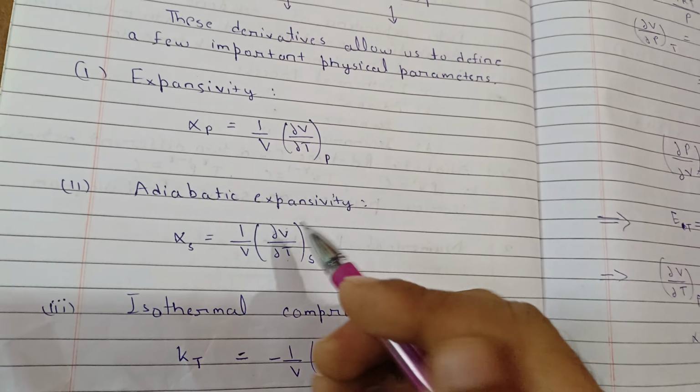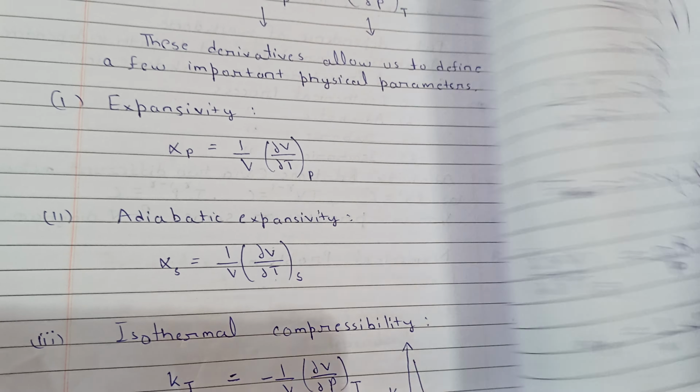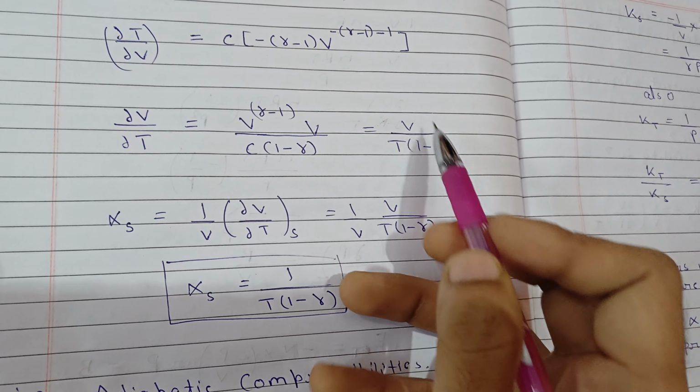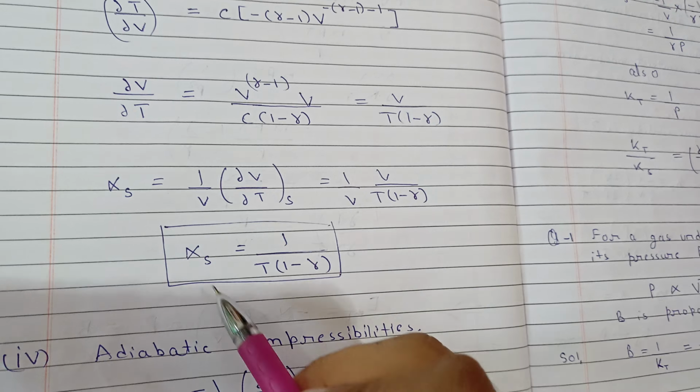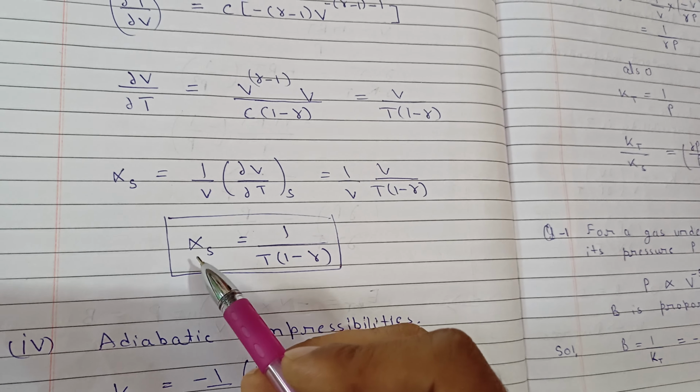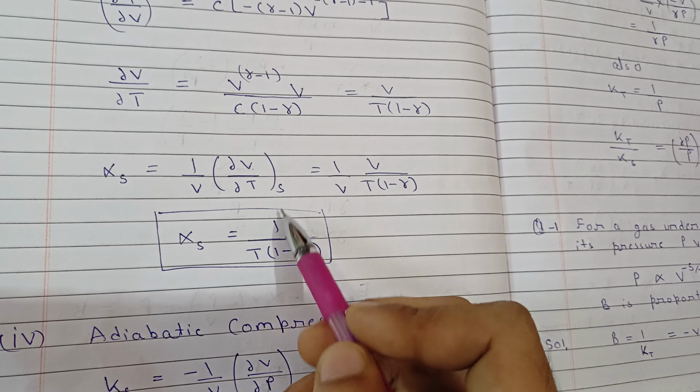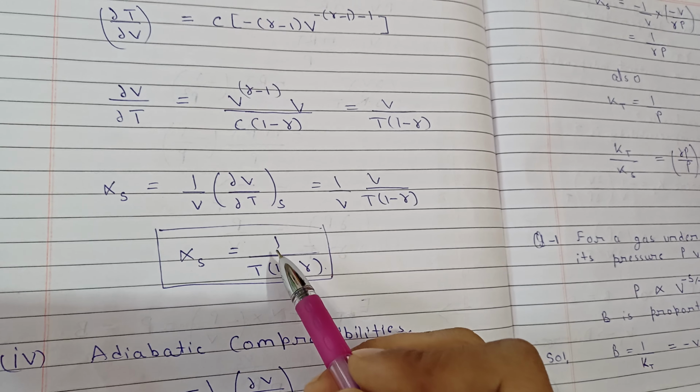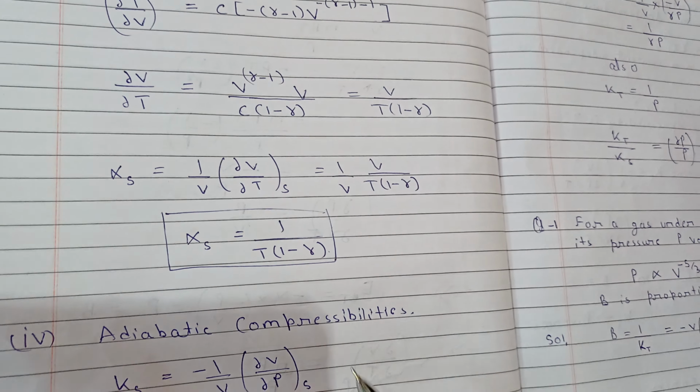So in place of this del V upon del T, we can just substitute this value, this one. So it will become 1 upon T (1 minus gamma). So adiabatic expansivity will be equal to 1 upon T (1 minus gamma) for the ideal gas. So these are the cases for the ideal gases. Now this is the expansivity.